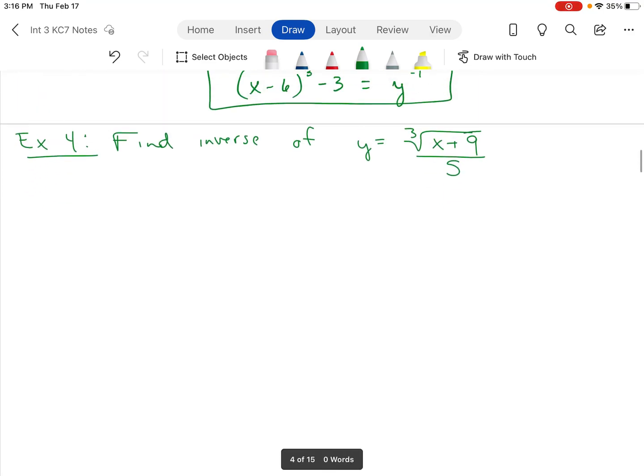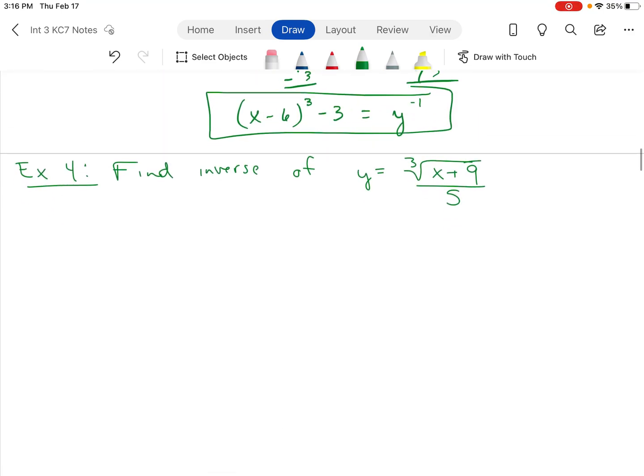Okay, so again, last question. Pause your video and try to work this out. Okay, so this is including division, and the opposite of division is multiplication here. So I am going to switch my variables first. So I have x is equal to the cubic root of y plus 9, over 5.